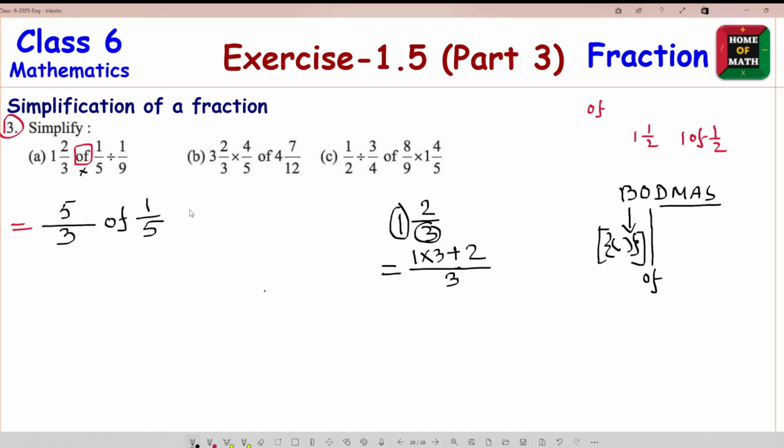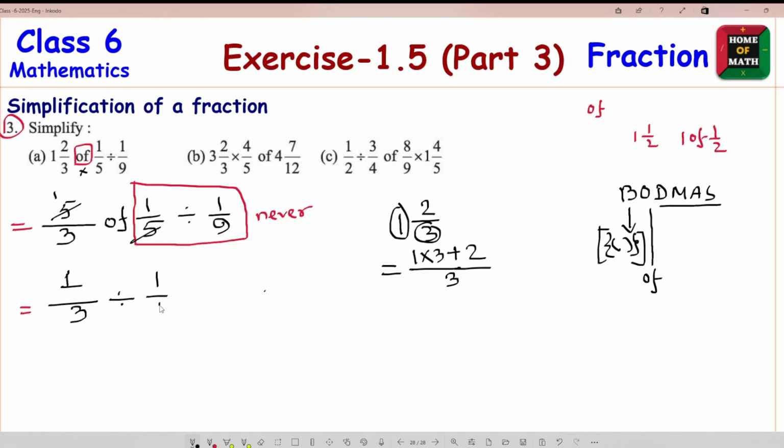1 by 5 divide 1 by 9. Be careful, you cannot work this portion first. Okay, never. So look, here is 5 by 3 of 1 by 5. These 5 and 5 we can divide by each other, because 5 divided by 5 is 1. So here is a 1 and here is a 1. 1 times 1 is 1 and here is 3. We can write 3, and on the division side we put 1 by 9.